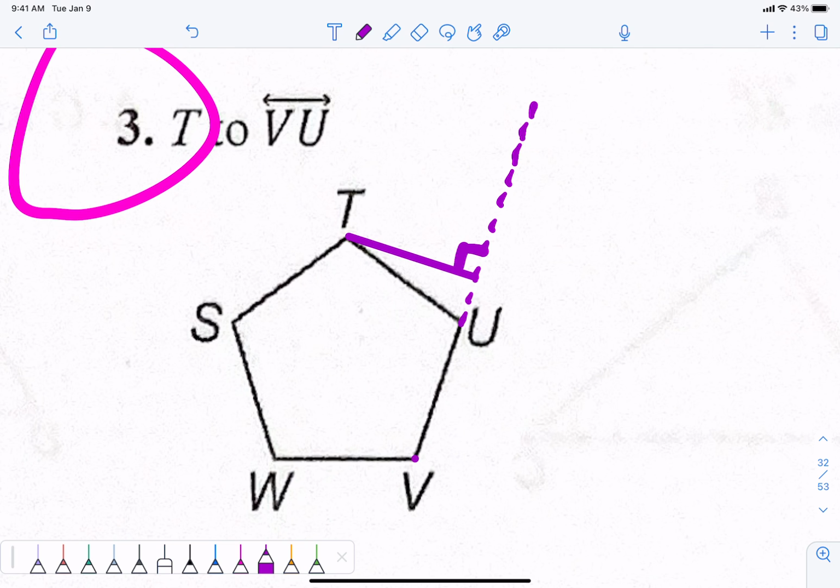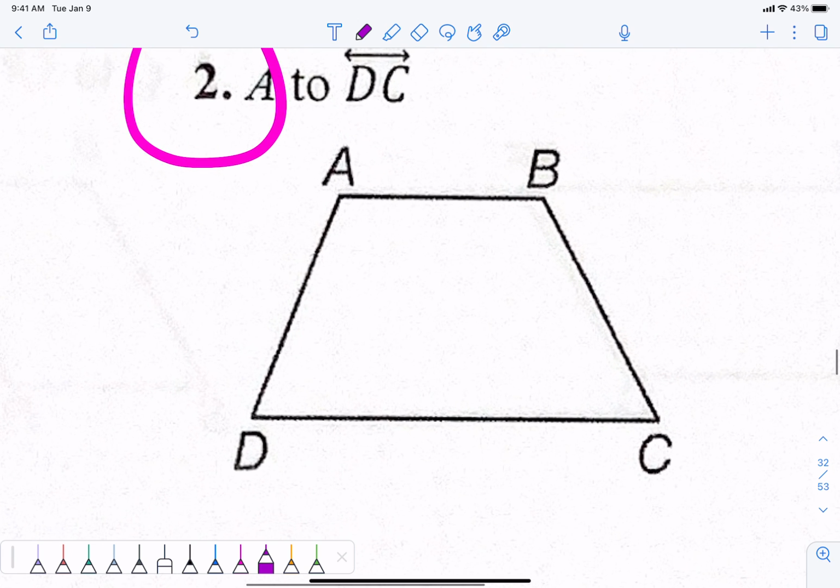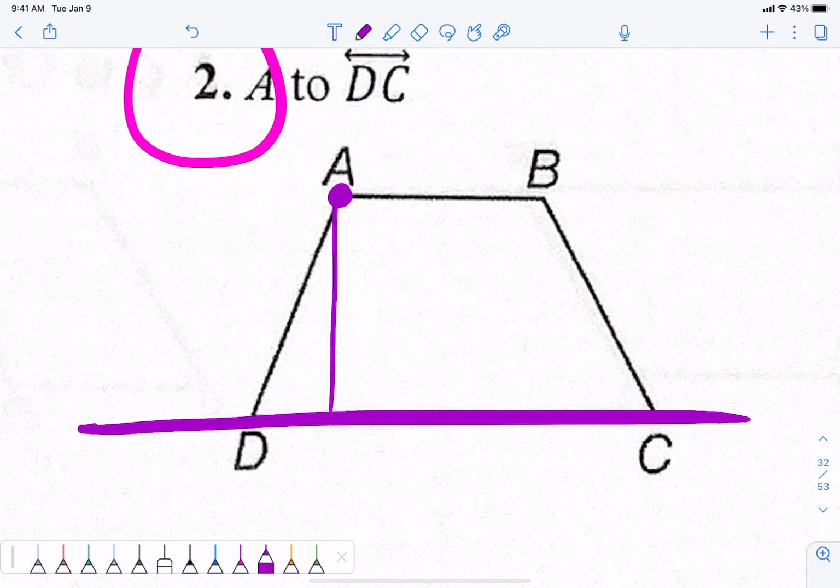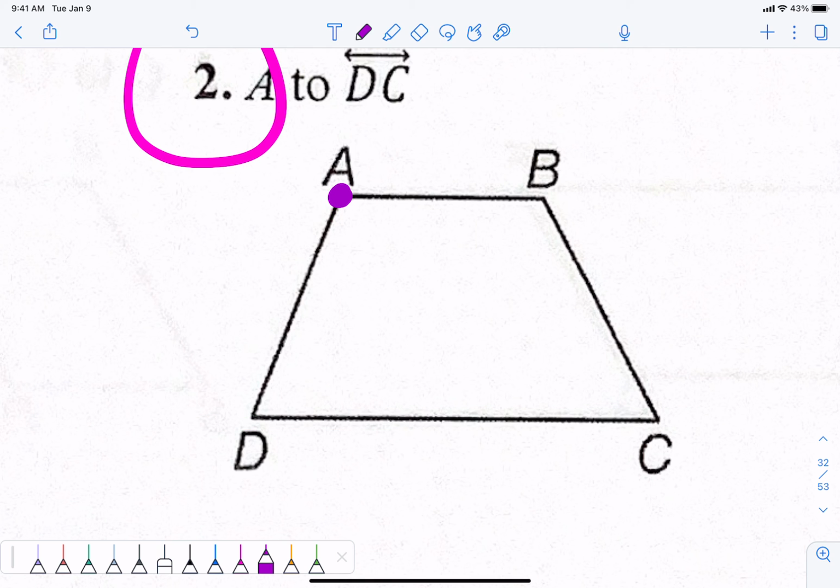Now, not always will it be outside of the diagram. Like if you scroll over to number 2, you're going just from A to line DC. You can just go straight down and do the best you can for that one, okay?